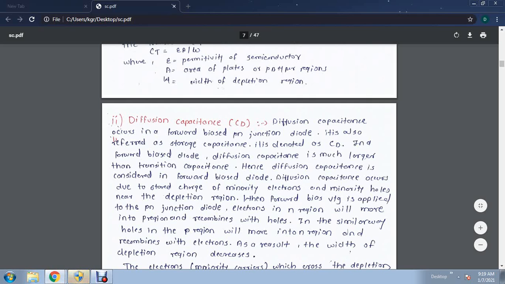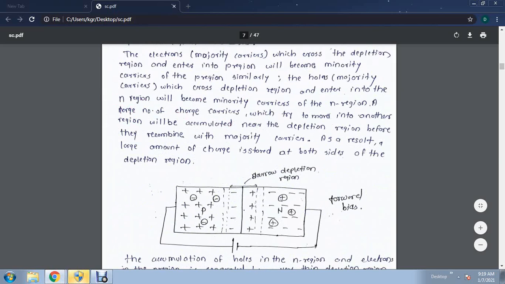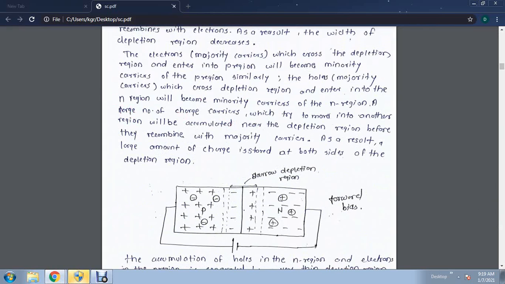electrons in the N region will move into the P region and recombine with the holes. In a similar way, holes from the P region will move into the N region and recombine with the electrons. As a result, the width of the depletion region decreases. The electrons which cross the depletion region and enter the P region become minority carriers. The holes which cross the depletion region and enter the N region become minority carriers of the N region.